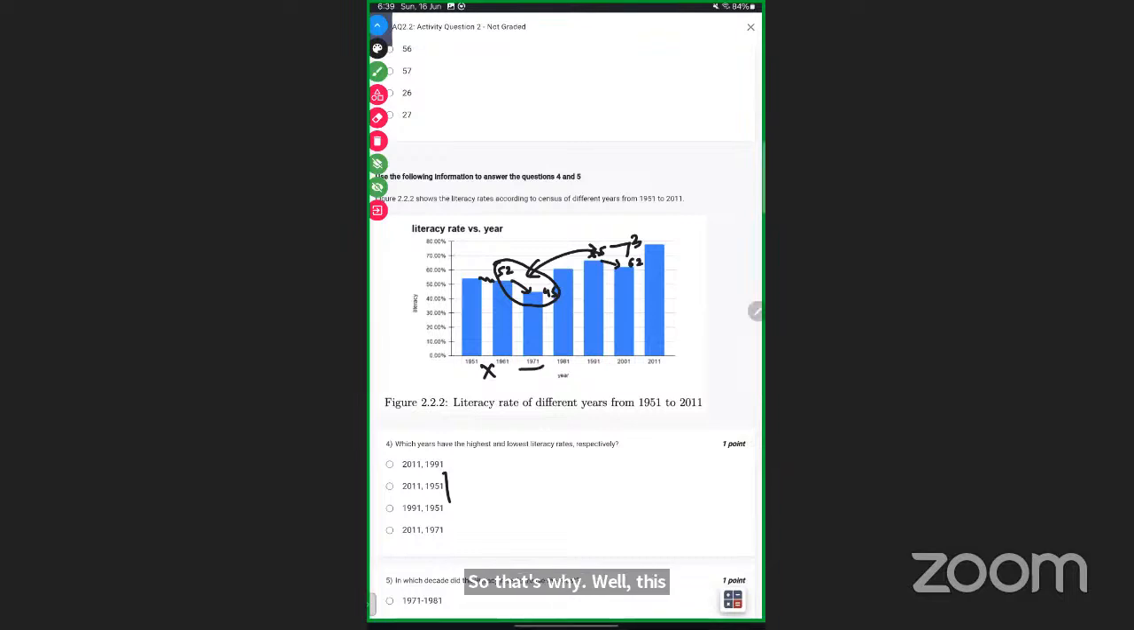No, this is the question where question 5 is asking about the lowest literacy rate. We have to just select 1961 to 1971, right? Yes, sir. That's what I was asking. It is asking where the difference is maximum. Yes, yes.